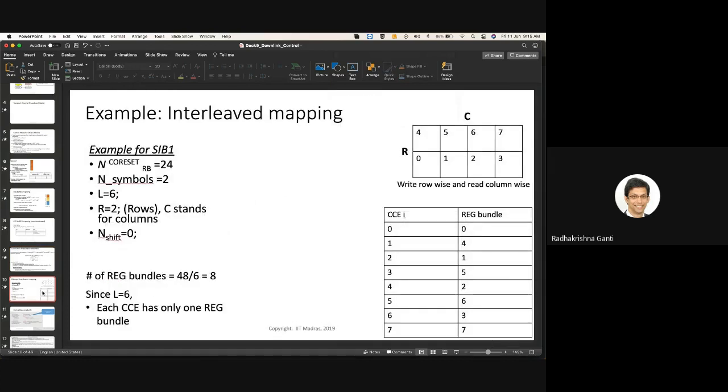I'm just taking an example here. The number of RBs in the CORESET is 24. Number of symbols is equal to 2. Anyway, these are irrelevant parameters to this. So you have L equal to 6, R equal to 2.